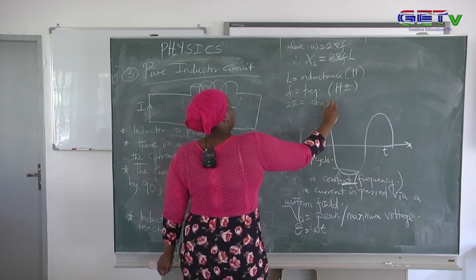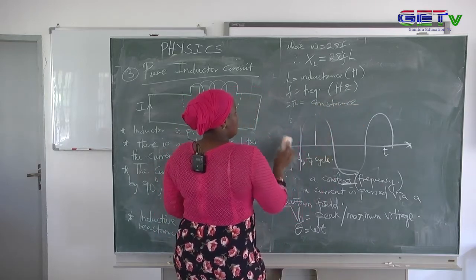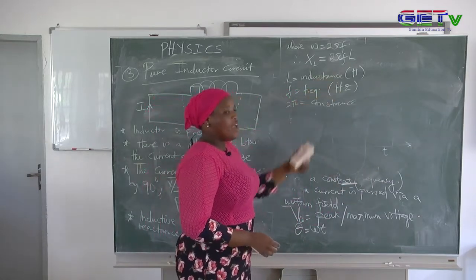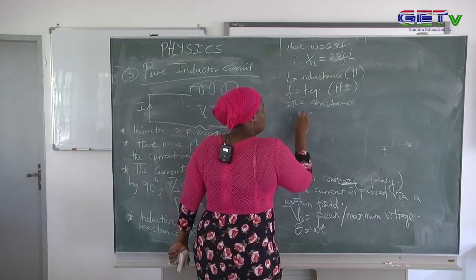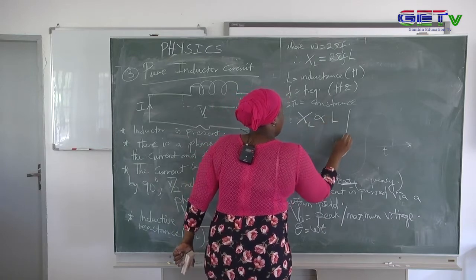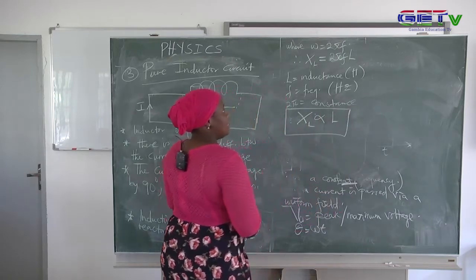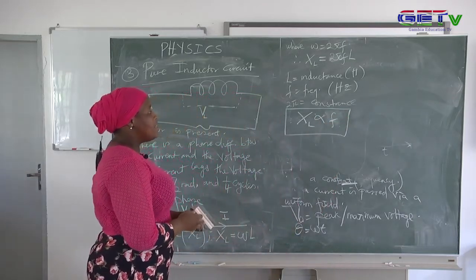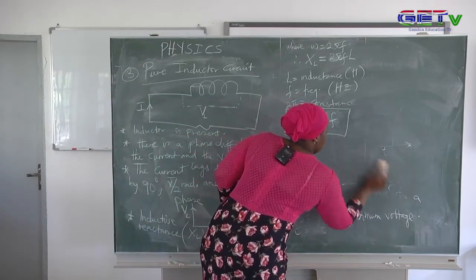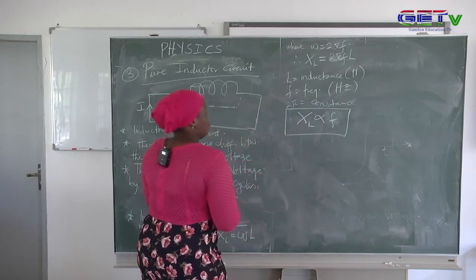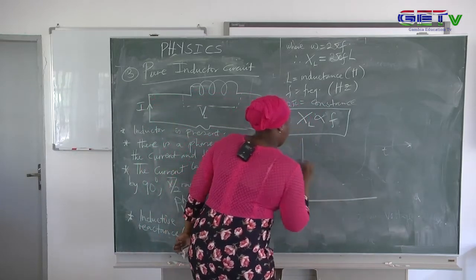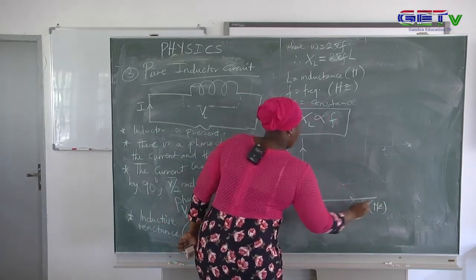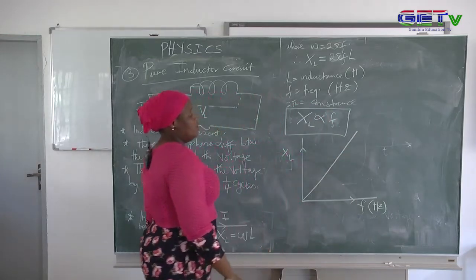2 pi is just a constant, and this tells us that the inductive reactance varies directly as f, if L is kept constant. Did I say L? That is wrong. XL varies directly as f. And a graph of XL against f will give us a linear graph, something like this, since they vary directly.